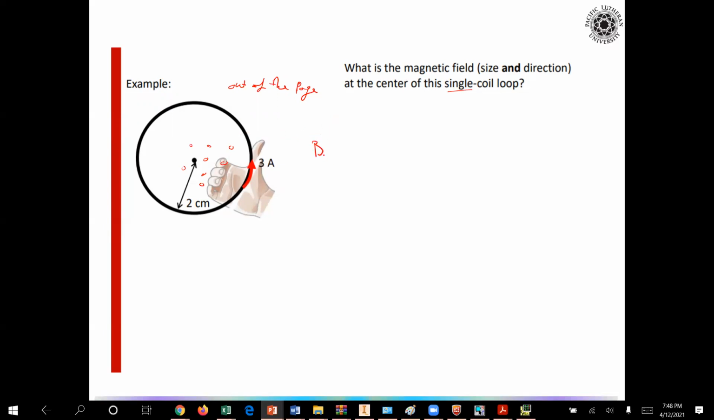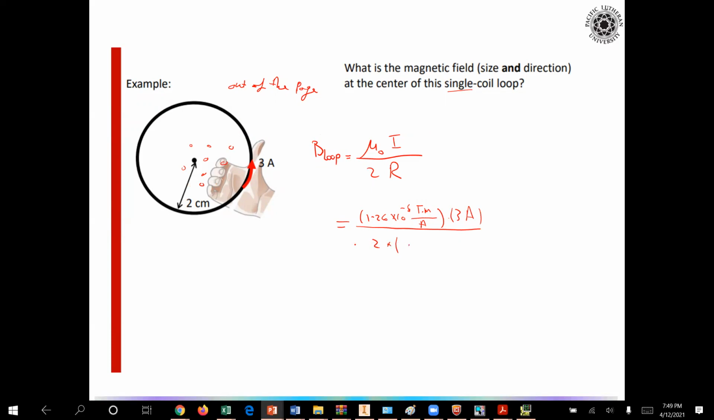So here is the B of the loop. I have mu 0 times I divided by 2r, where mu 0 is 1.26 to the power of minus 6, with units of Tesla times meter divided by amp, times the current, which in this case is 3 amps, divided by 2 times R, where R is 2 centimeters.